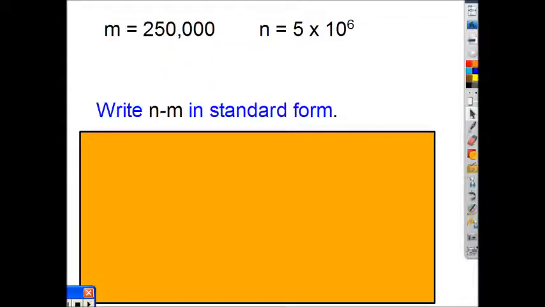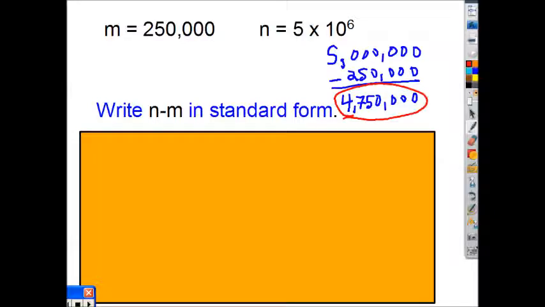Okay, here's a good problem. We've got some values for m and for n, and we want you to figure out what n minus m equals. And we want you to write your answer in standard form. This might take you a couple of minutes, so go ahead, press pause, and come back when you're ready to check your awesome answer.